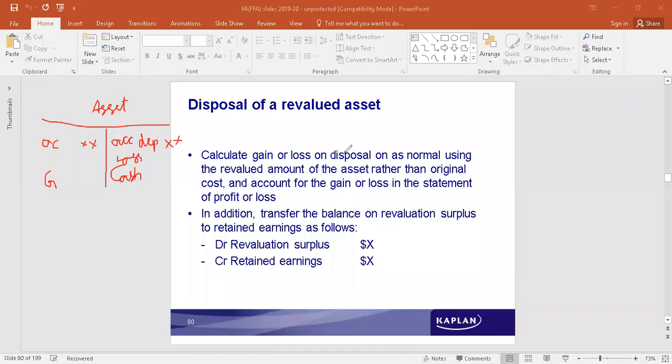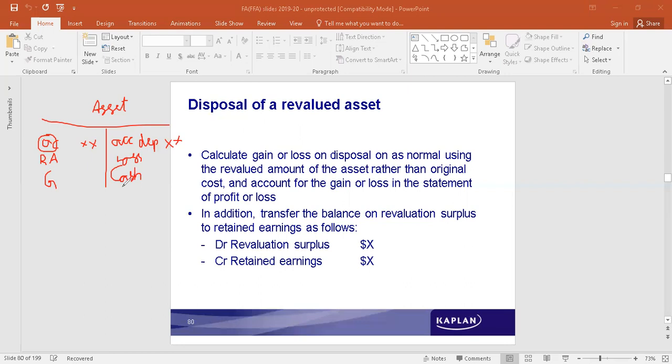So calculate gain or loss on disposal as normal using the revalued amount. The only difference is it will now not be the original cost, but a revalued cost. Since the adjustment is already made, the original cost is inflated to the revalued amount. So take the revalued amount at the beginning of the period, deduct accumulated depreciation, and check the amount that is realized. If it is equal, fine. If it is less, it's a loss. If it is more than the carrying value, it is a gain.